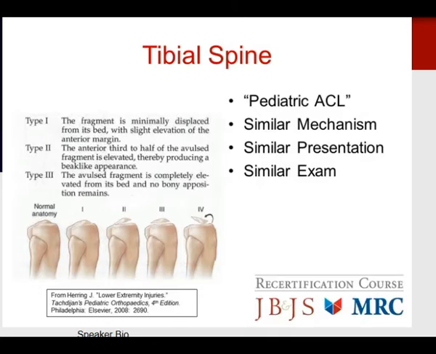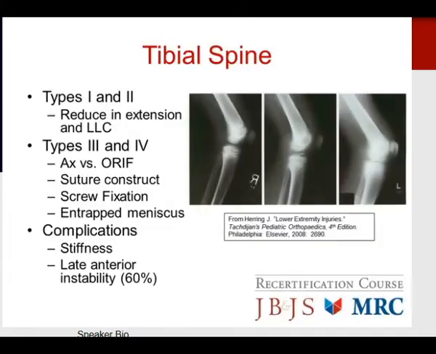Tibial spine fractures are the so-called pediatric ACL. However, it should be noted that a true ACL injury can occur in a skeletally immature patient. These have a similar mechanism, similar presentation, and a similar exam compared to an ACL injury. They're classified based upon the amount of displacement, with type 1 injuries being non-displaced, type 2 being hinged anteriorly, and type 3 and 4 being completely displaced and rotated, respectively.